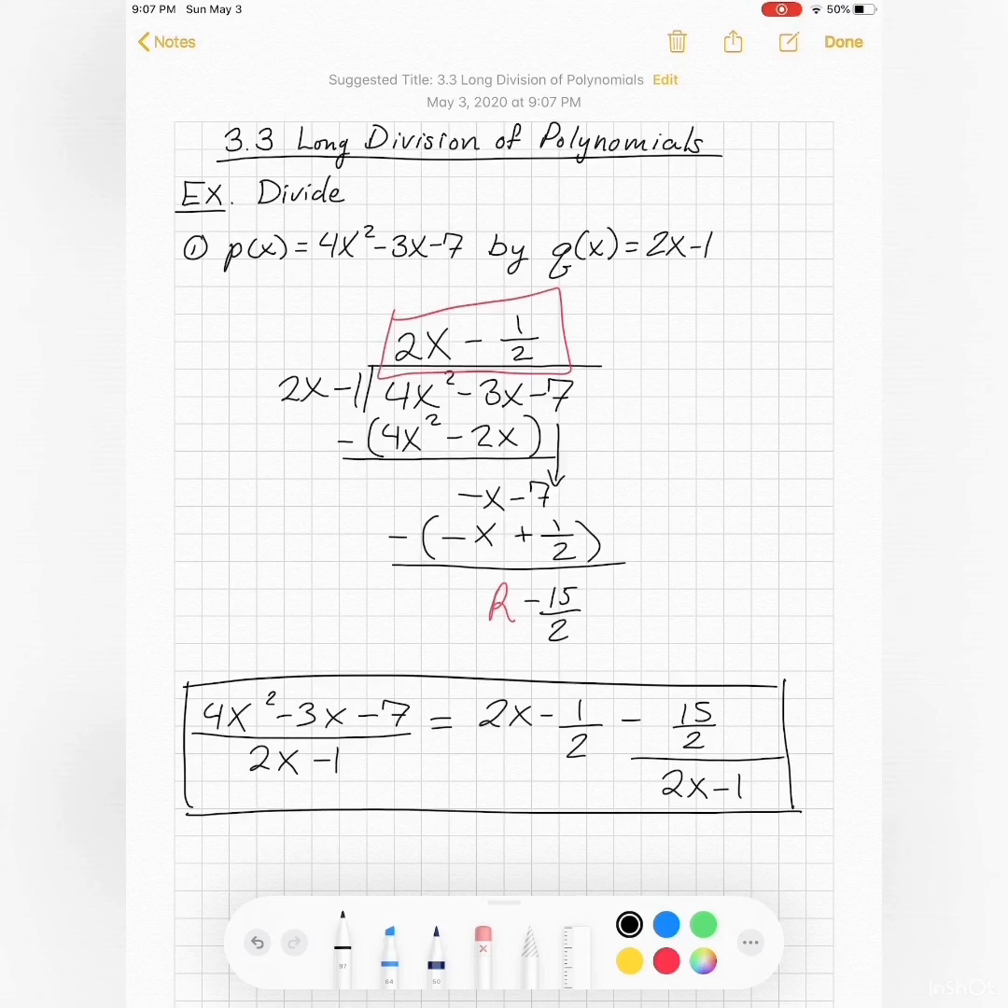Okay, again, let's see. This guy is called the remainder. This is called the quotient. This is called the divisor. Okay.